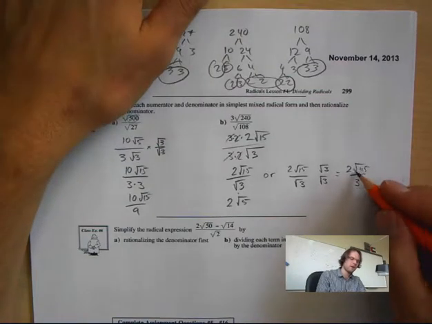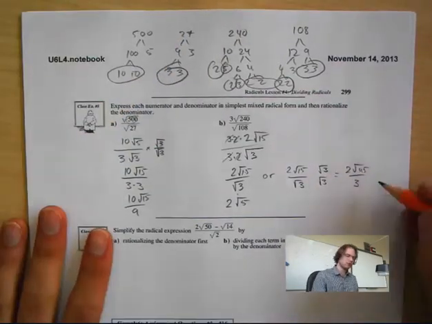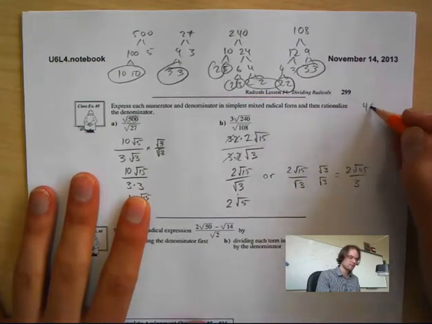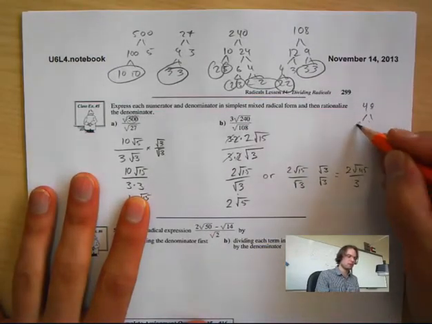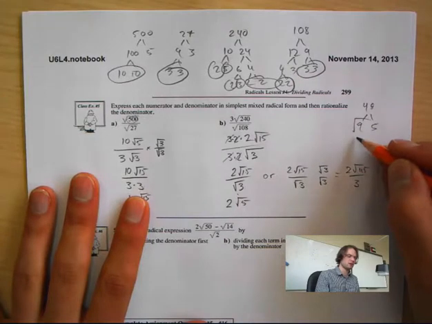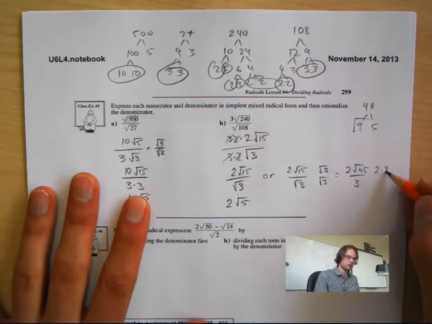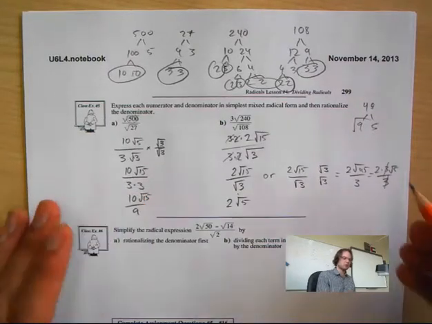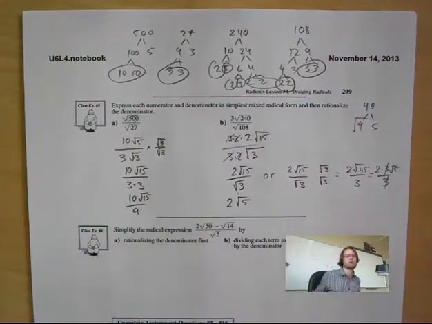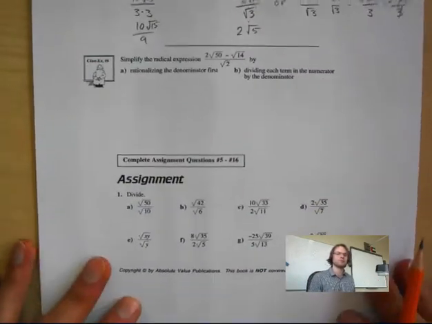This root 45 can be broken down to 9 multiplied by 5, and the square root of 9 is 3. So it's 2 times 3 root 5 all over 3. And these 3's cancel off, which gives us the same answer. I like this way a little bit better, but you could have also gone that way. They both would have got you the same answer.